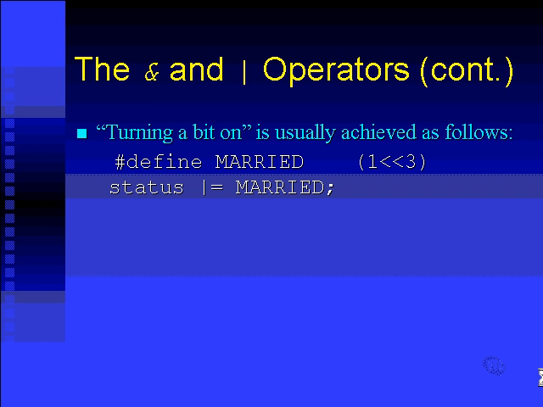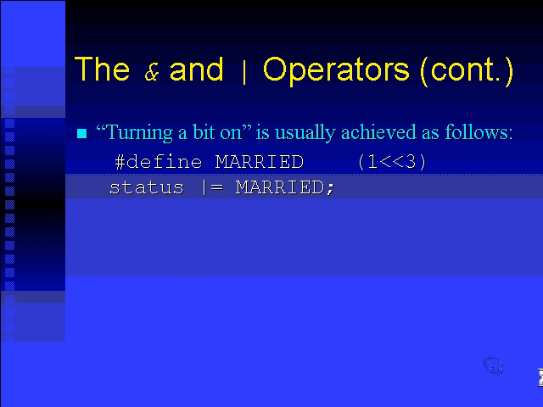So what we want to do is turn on the married bit independently of all the other bits, and we want to be able to also turn off the married bit independently of all the other bits, and we want to test whether the married bit is on or off independently of all the other bits. And this is how we do it.